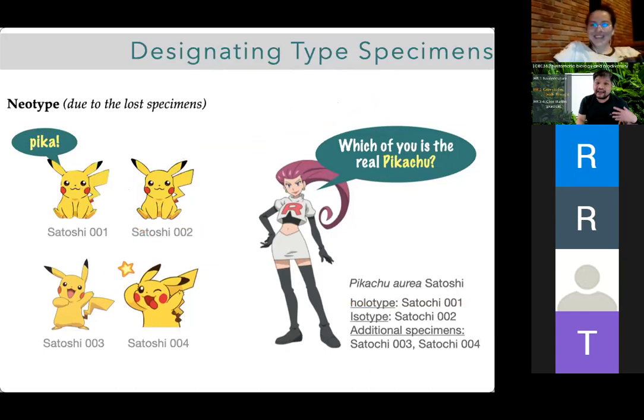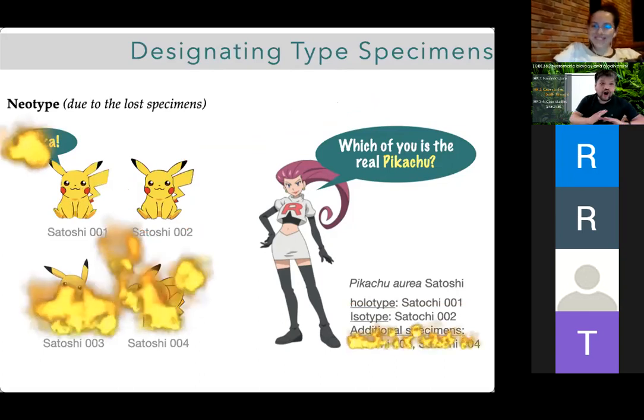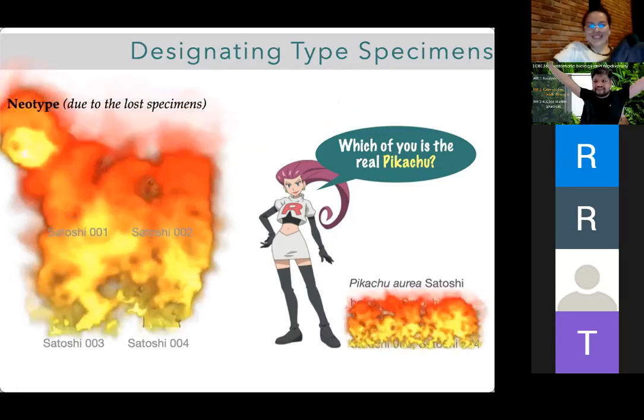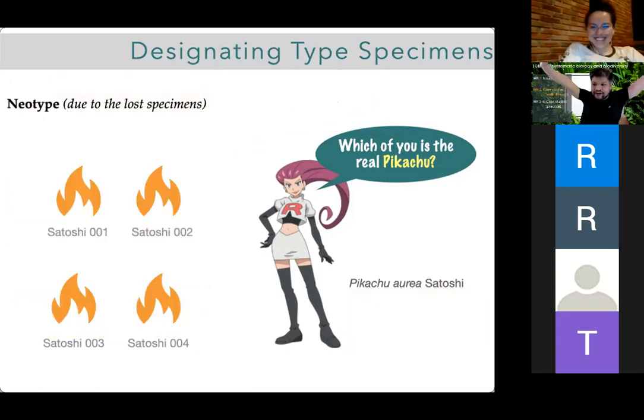But there's such a thing that has happened before, where all the types are gone. Syntype, holotype, everything burned down, burn, baby, burn, everything's gone, right? It's not the original Pikachu specimen anymore. And I want Pikachu. Which one are you, Pikachu? It's like, no one. It's like, uh-oh. And this happened more than once.